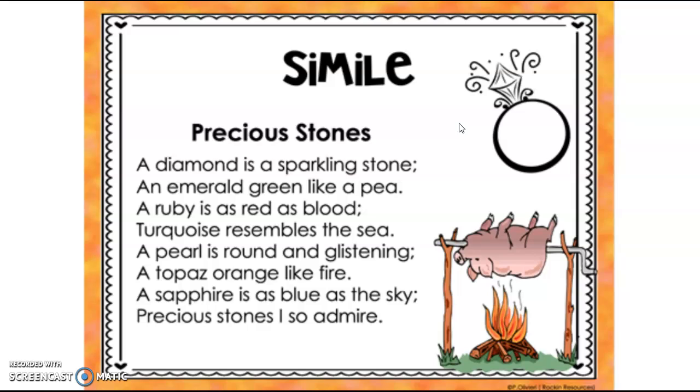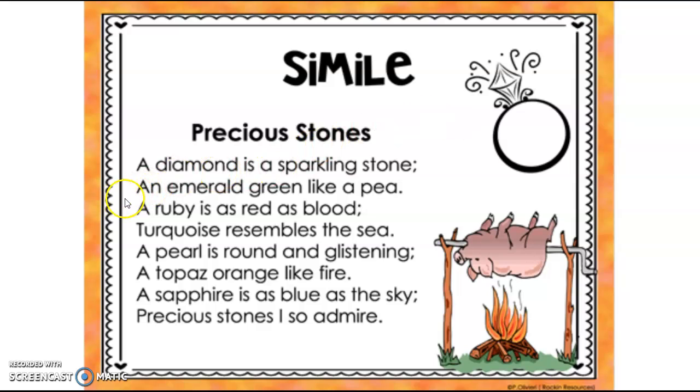Precious stones. A diamond is a sparkling stone. An emerald green like a pea. A ruby is as red as blood. Turquoise resembles the sea. A pearl is round and glistening. A topaz orange like fire. A sapphire is as blue as the sky. Precious stones I so admire.